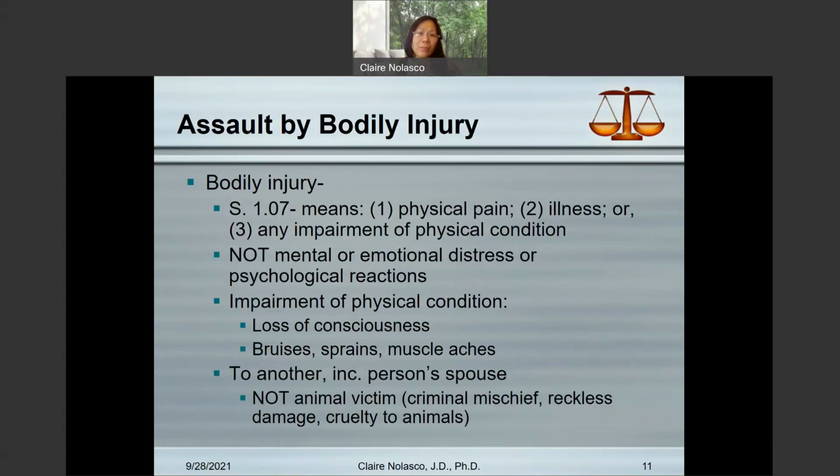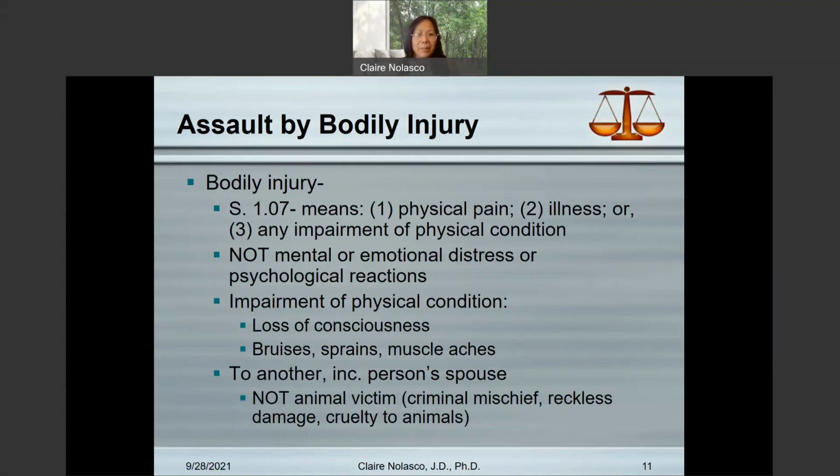Now, what exactly does bodily injury mean? Under Section 1.07 of the Texas Penal Code, this means physical pain, illness, or any impairment of physical condition. So there has to be some type of physical discomfort or physical hurt, okay, or impairment of a physical nature. Anything mental or emotional or psychological is not considered bodily injury.